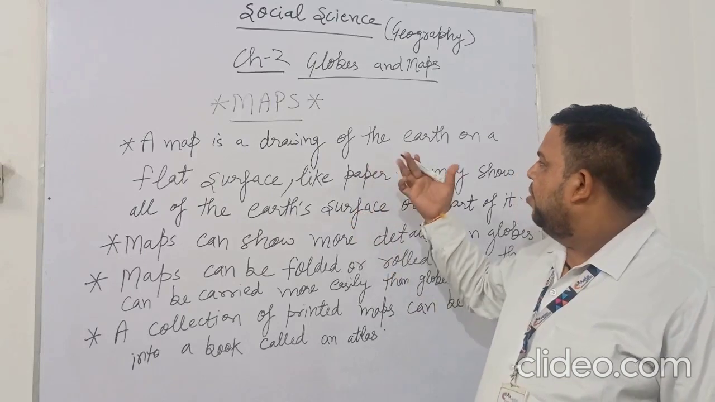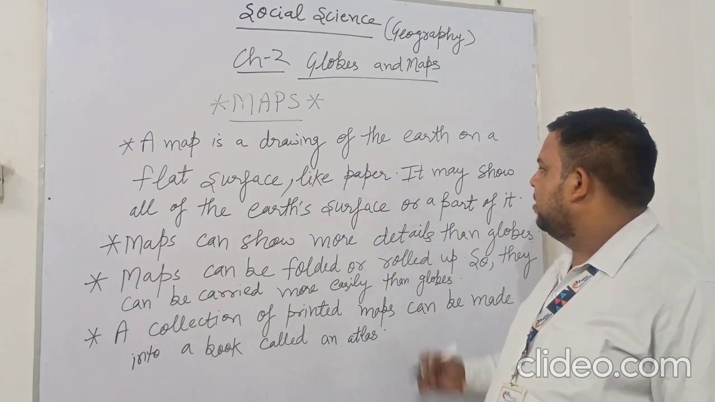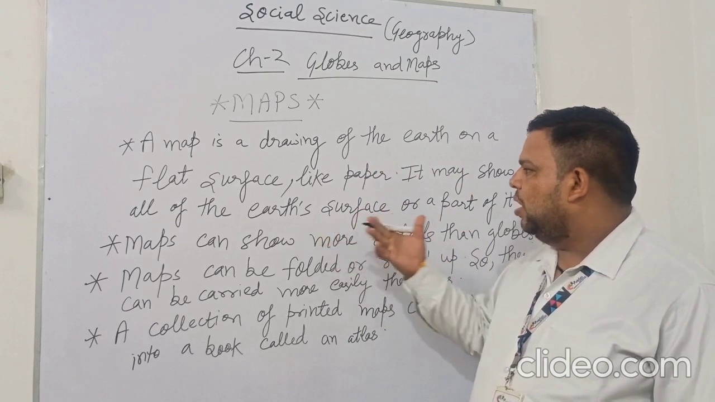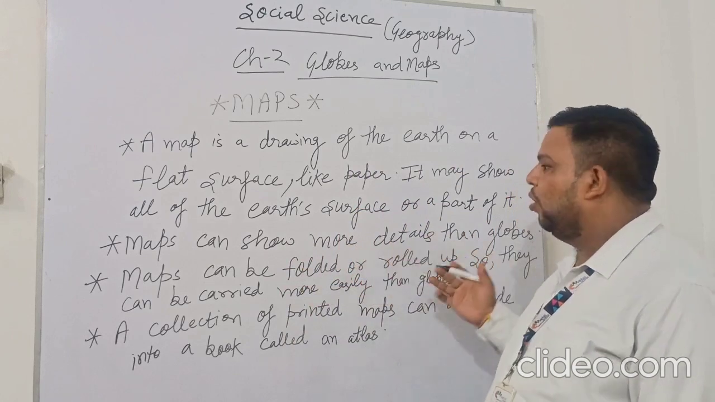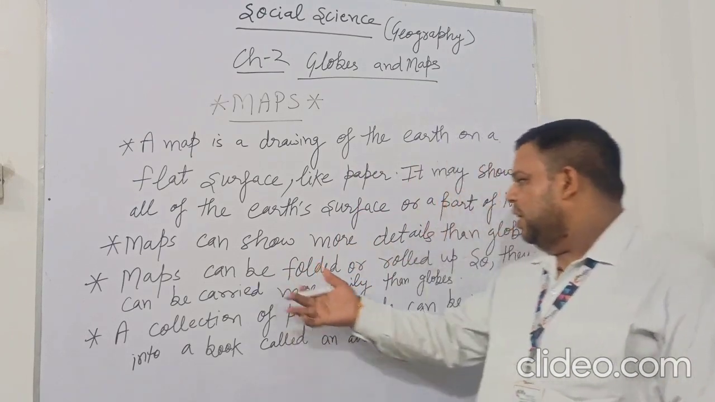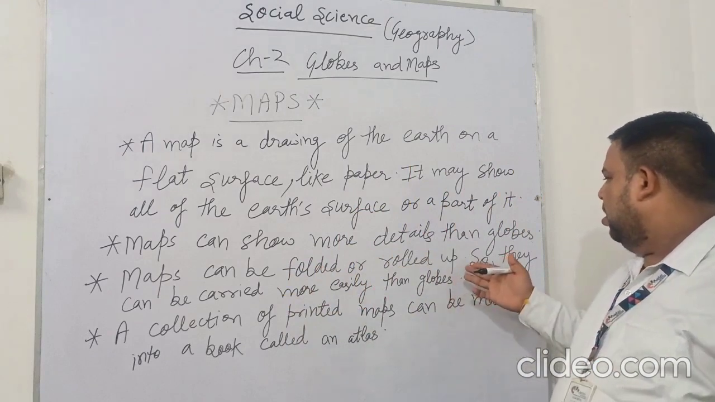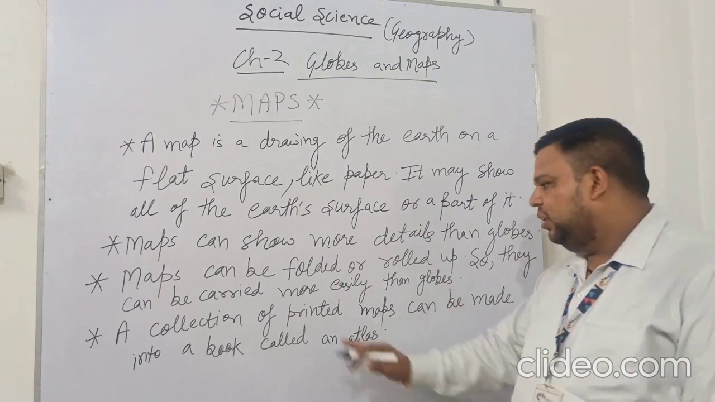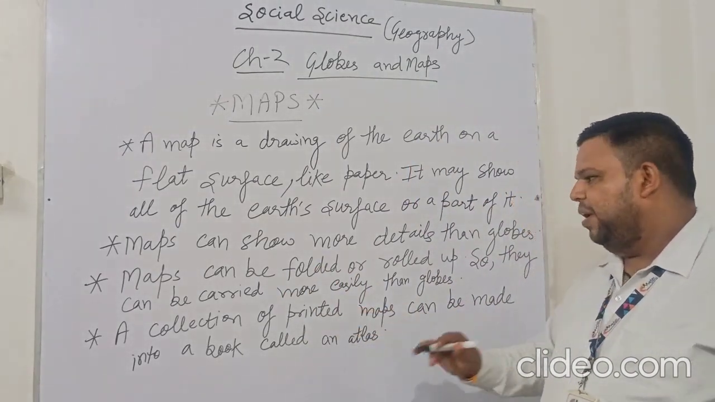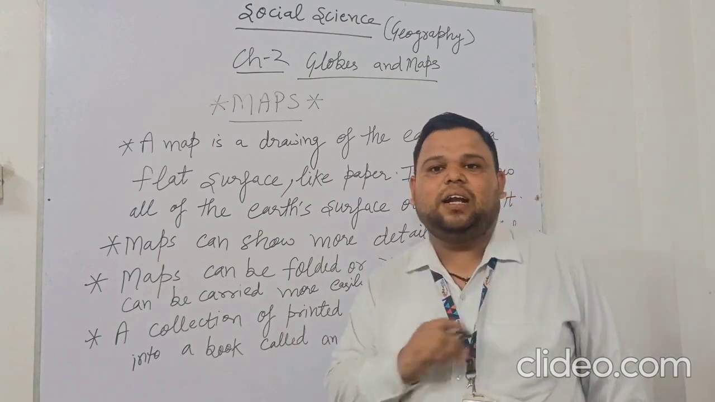A map is a drawing of the earth on a flat surface like paper, and it may show all of the earth's surface or a part of it. Maps can show more details than globes, and maps can be folded or rolled up, so they can be carried more easily than globes. A collection of printed maps can be made into a book called an atlas.